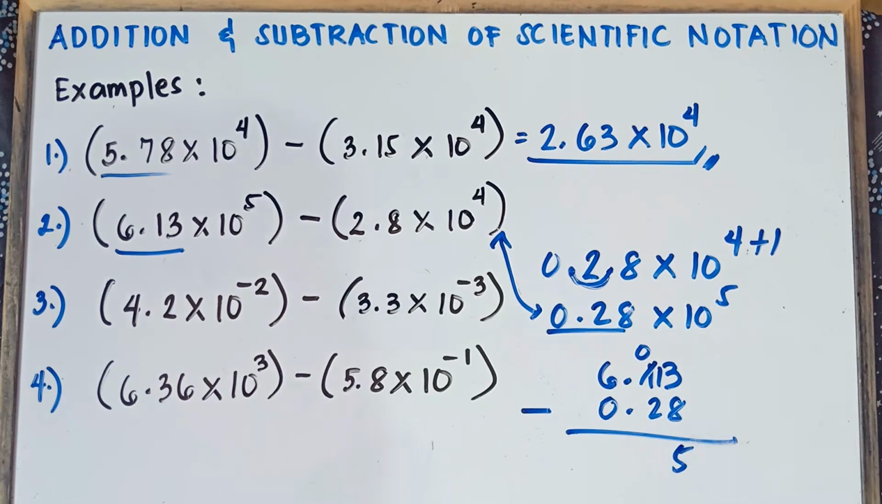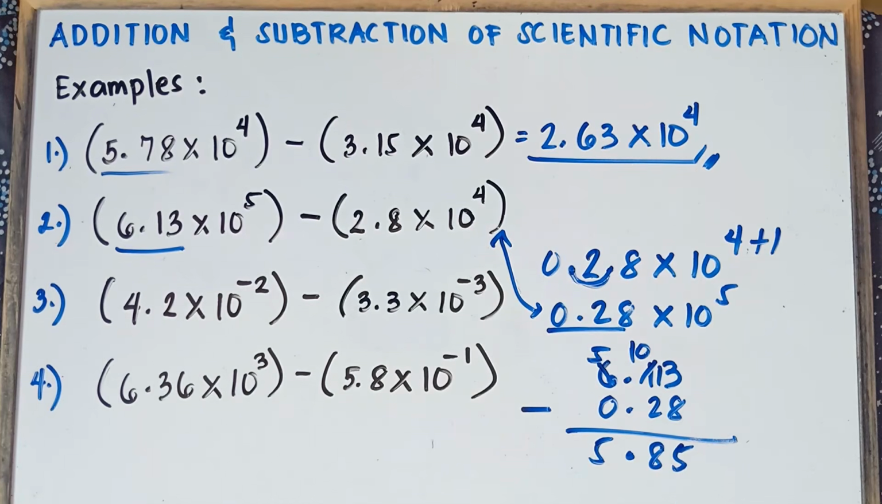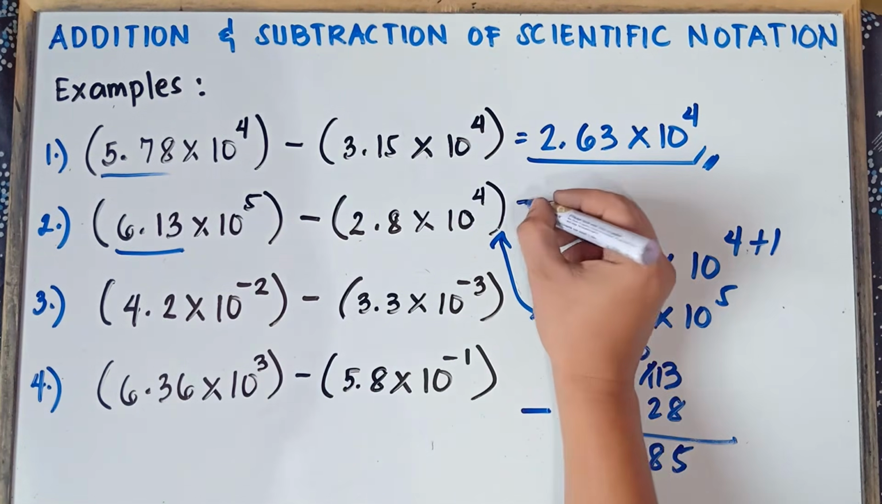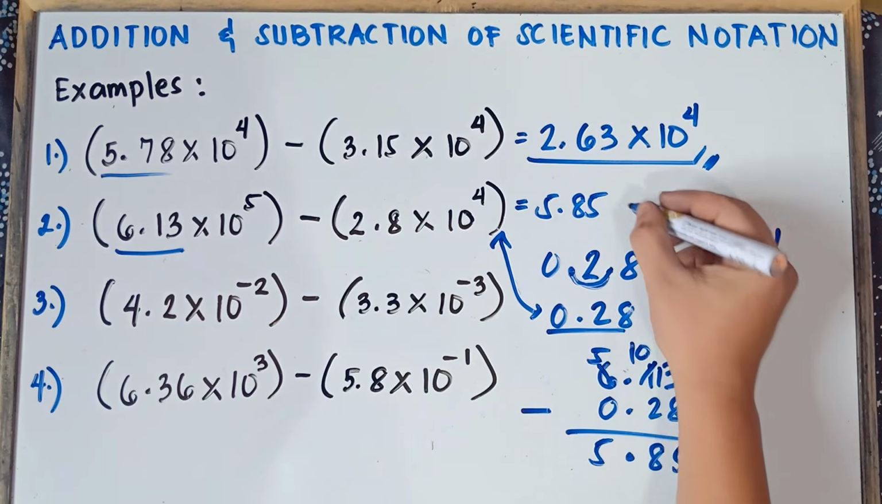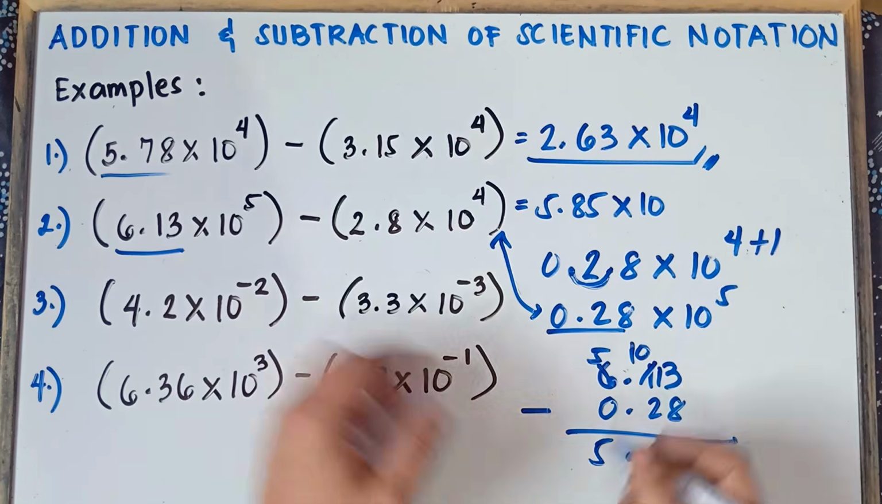That will be 5. 0 minus 2, that cannot be. The 6 becomes 5. The 0 becomes 10. 10 minus 2, that's 8. Copy the decimal point. 5 minus 0, that will be 5. So therefore, class, the answer is 5.85. So this will be 5.85. Copy times 10 raised to the power of 5.